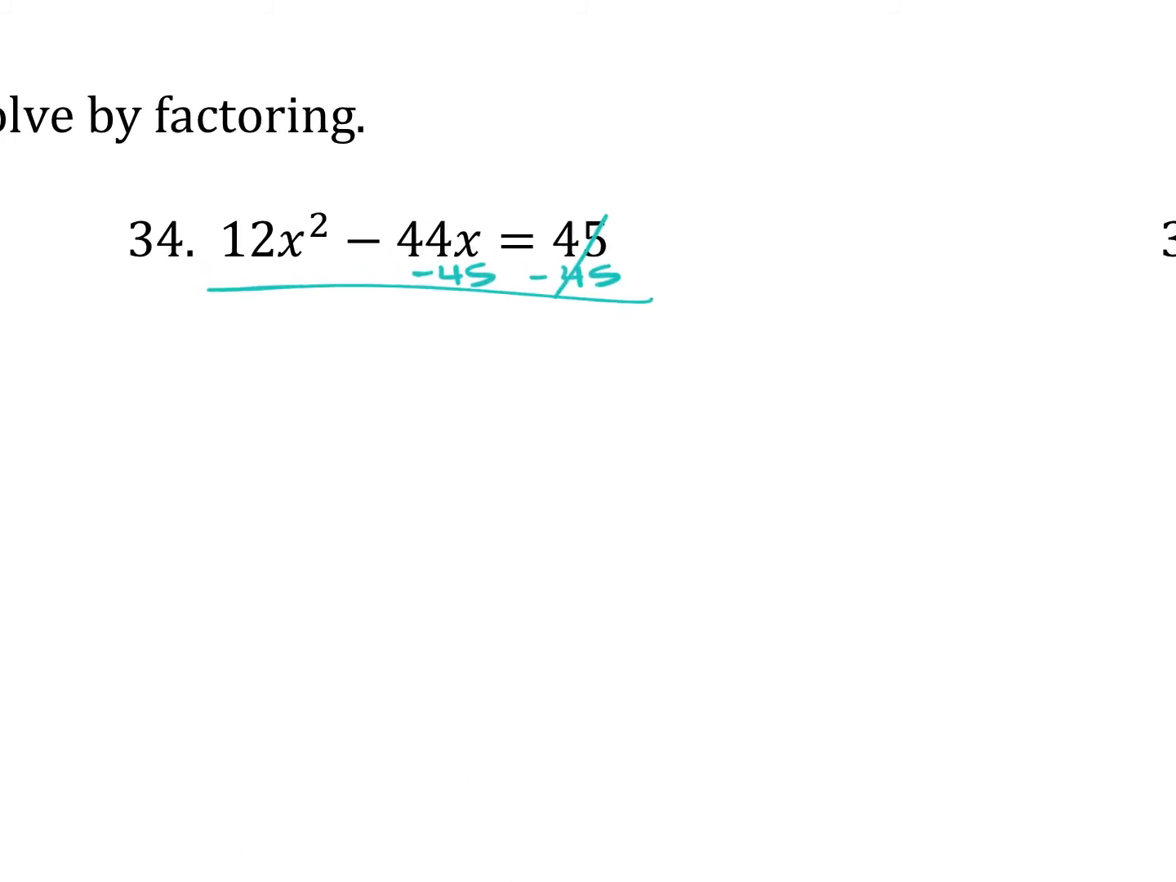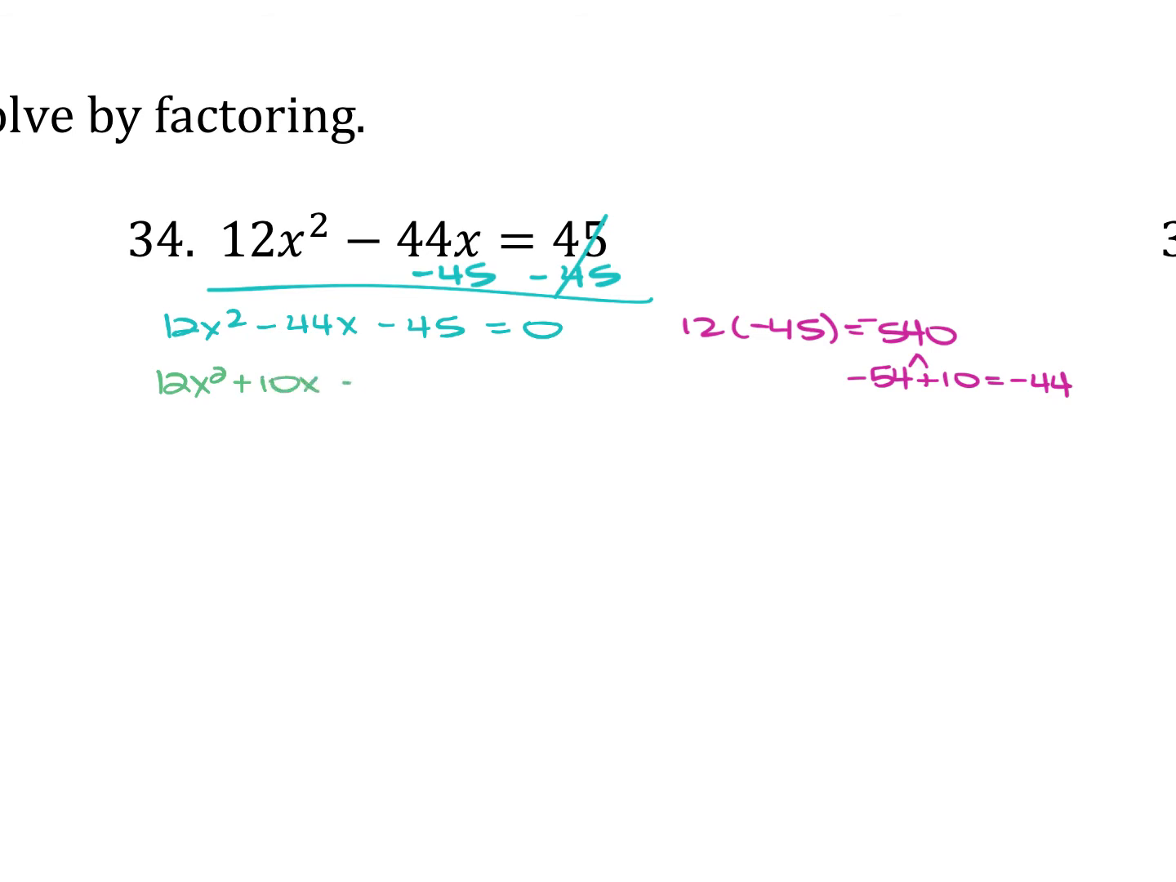This leaves us with 12x squared minus 44x minus 45 is equal to 0. We do not have a greatest common factor that we can factor out. So we're going to multiply the 12 times the negative 45. That gives us negative 540. If we find the factors of this that add up to be negative 44, you would have 54, which is going to be negative, and positive 10, which gives you the negative 44. So this is going to get rewritten as 12x squared plus 10x minus 54x minus 45 is equal to 0.